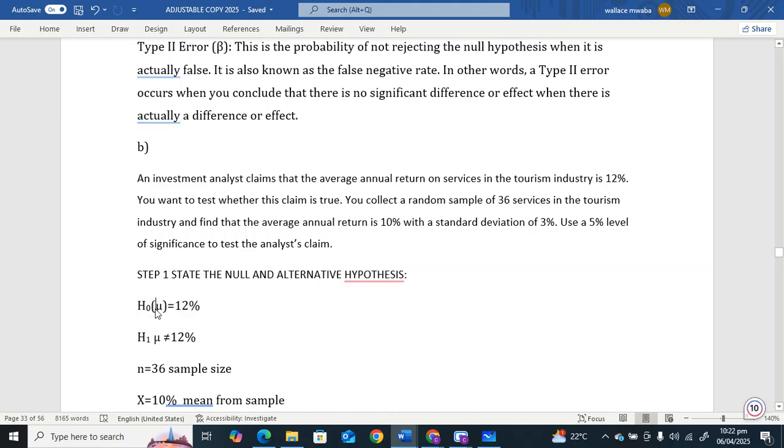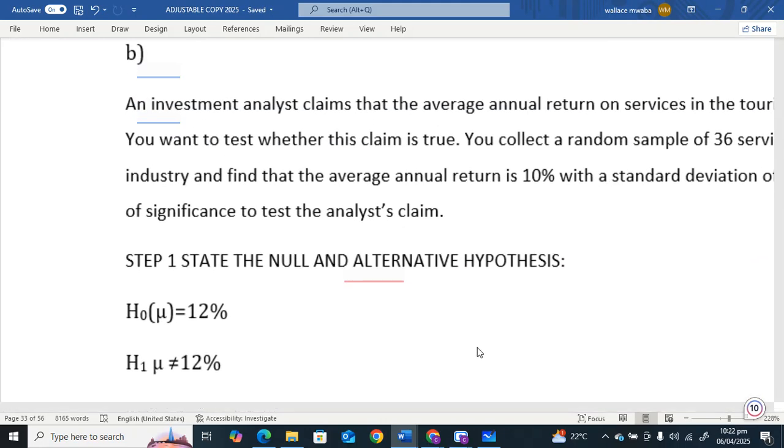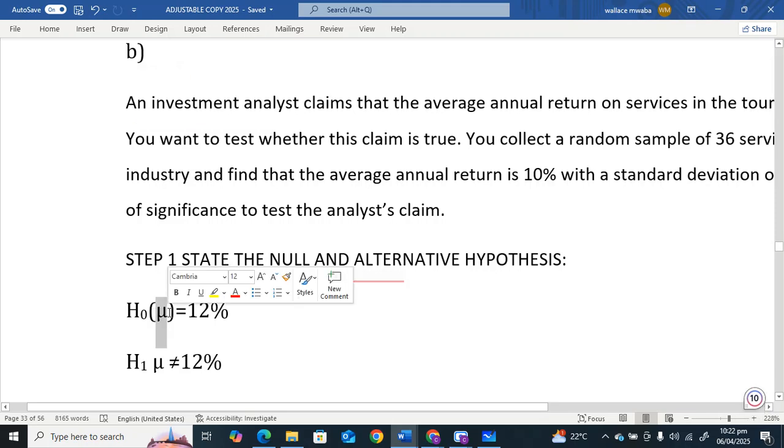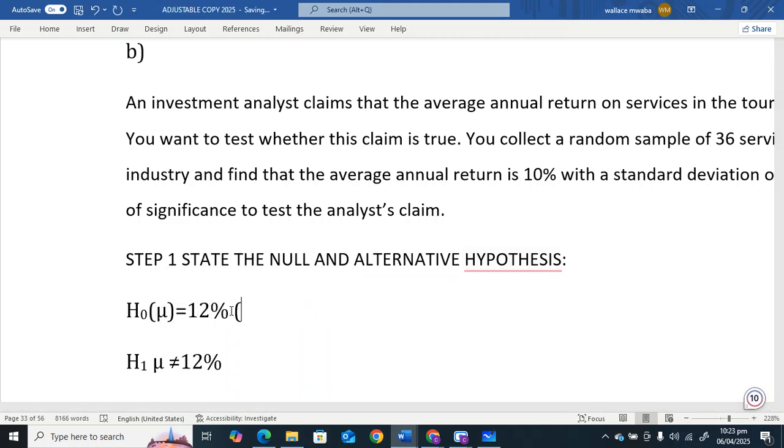This letter mu represents the average. We're talking about the average return. So we're saying that the average return in the tourism sector is 12%. That is the null hypothesis.